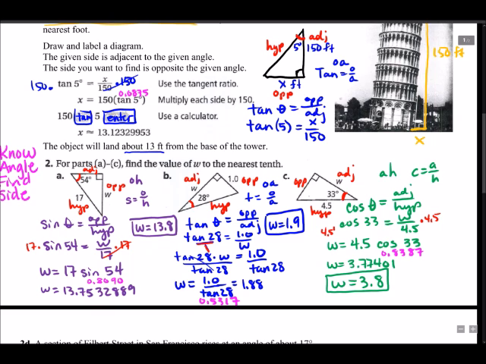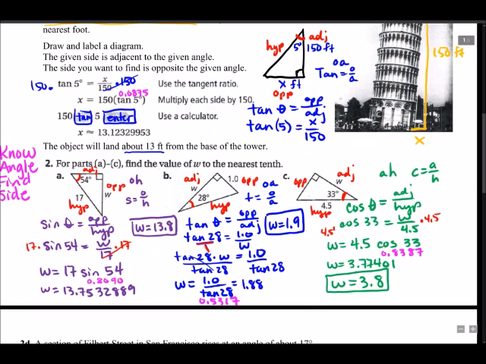On the first one here, I could see that I had opposite and hypotenuse. That means I'm using sine. So sine of theta equals opposite over hypotenuse. I'd put my numbers in, sine of 54. And this is just algebra. Multiplied 17 on both sides, I get W equals 17 sine 54. Now, the sine of 54 degrees is just a number. You could either put this into your calculator or you can look it up on your trig table. On the trig table, it's 0.8090.